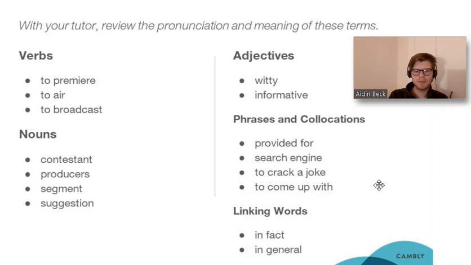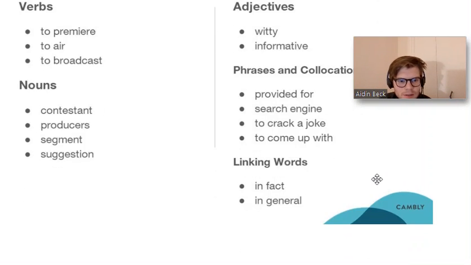To crack a joke. To crack a joke we don't really say that much anymore. To crack a joke is to make a joke, to just say a joke. To come up with is basically when you make an idea, when you think of an idea. So I came up with the idea to sell shoes online. So that's when you make an idea. Linking words, in fact and in general. I don't think I need to go over those.